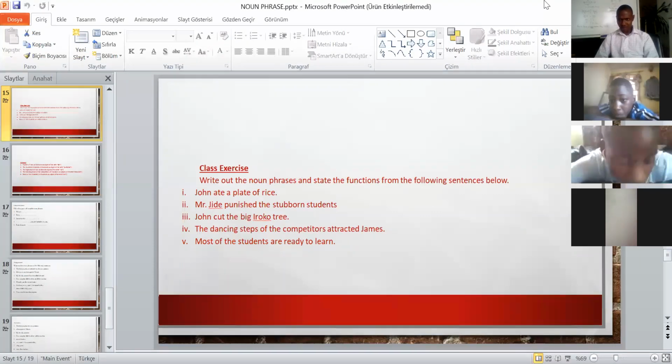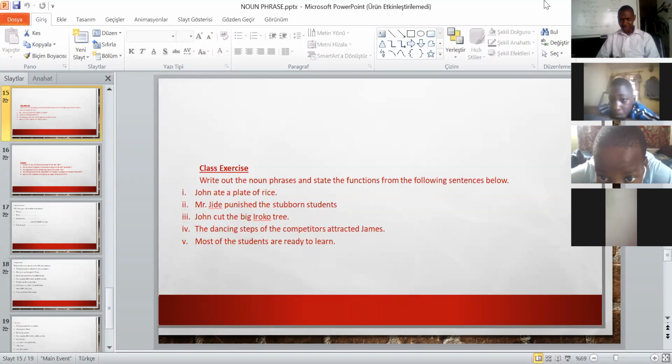Number five. Most of the students are ready to learn. What is the noun phrase there? And what is its function? Most of the students, yes, that's correct. Most of the students is the noun phrase.